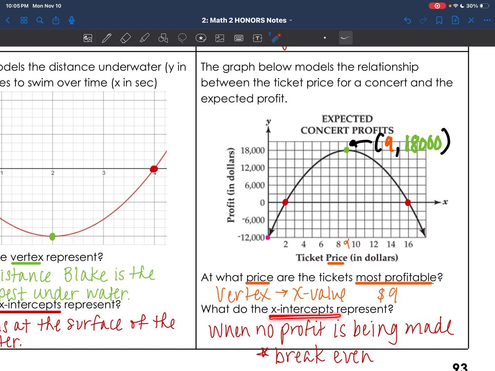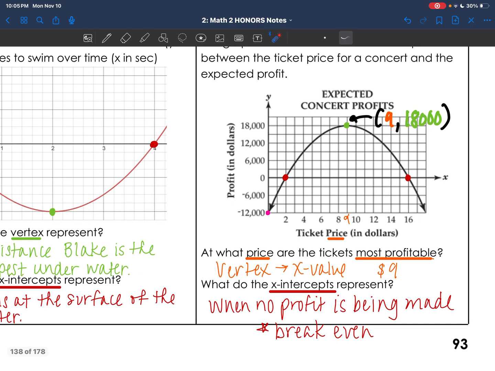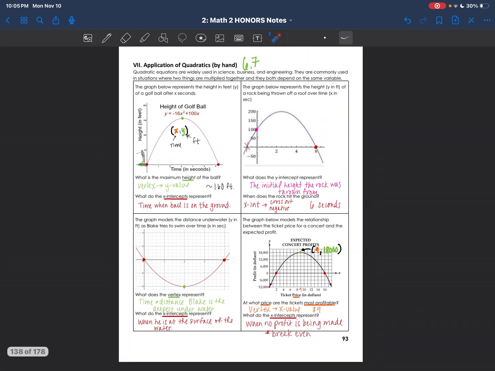And then it says, what do the x-intercepts represent? So when you're here and when you're here, where it crosses the x-axis, it's when no profit is being made. You're basically breaking even at this point. So there's no profit or more money from there. So make sure you get all that copied down.